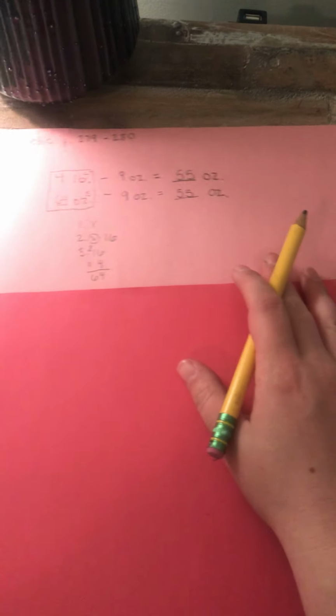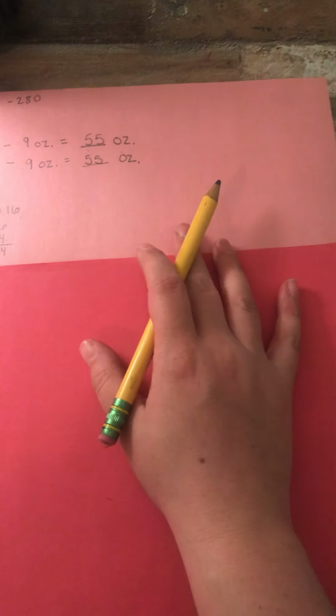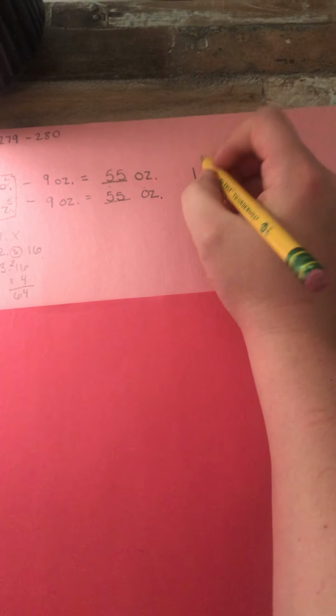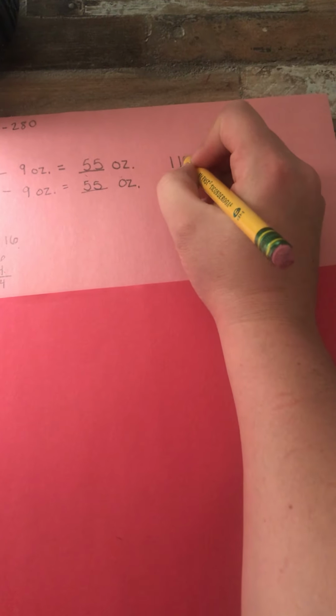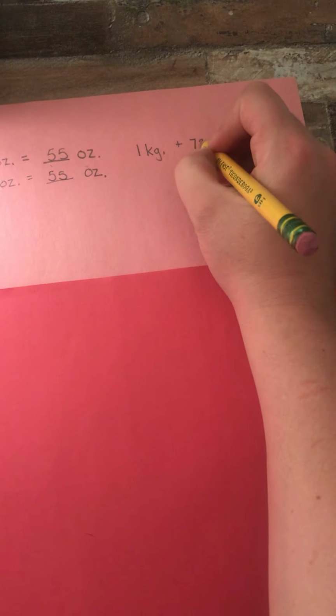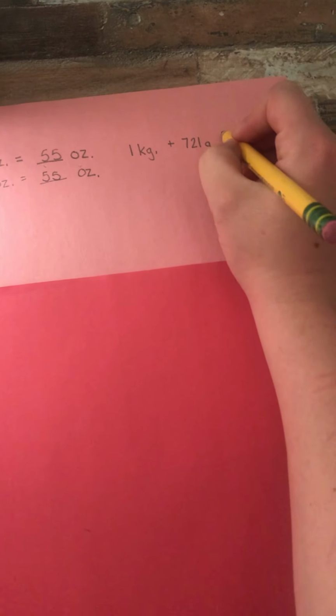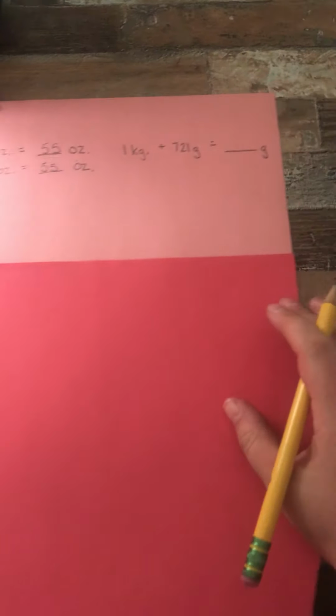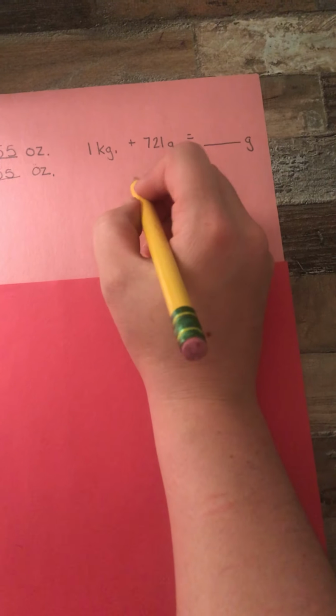All right, let's practice another one together. So this one's working with grams and kilograms. So it is 1, write this with me, kilogram plus 721 grams equals blank grams. Okay, so same thing.